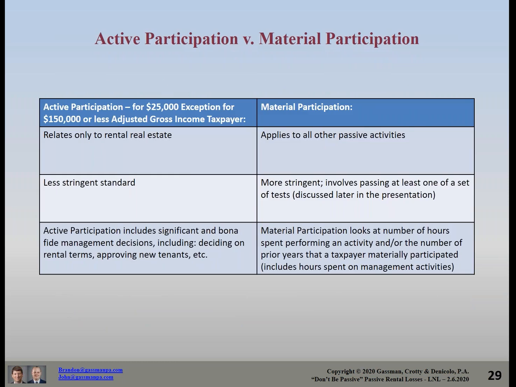Yeah, and the 645 election is something that can have some value as well. It can allow for additional deferral of income. So this is just another reason why you should consider making the 645 election as well.